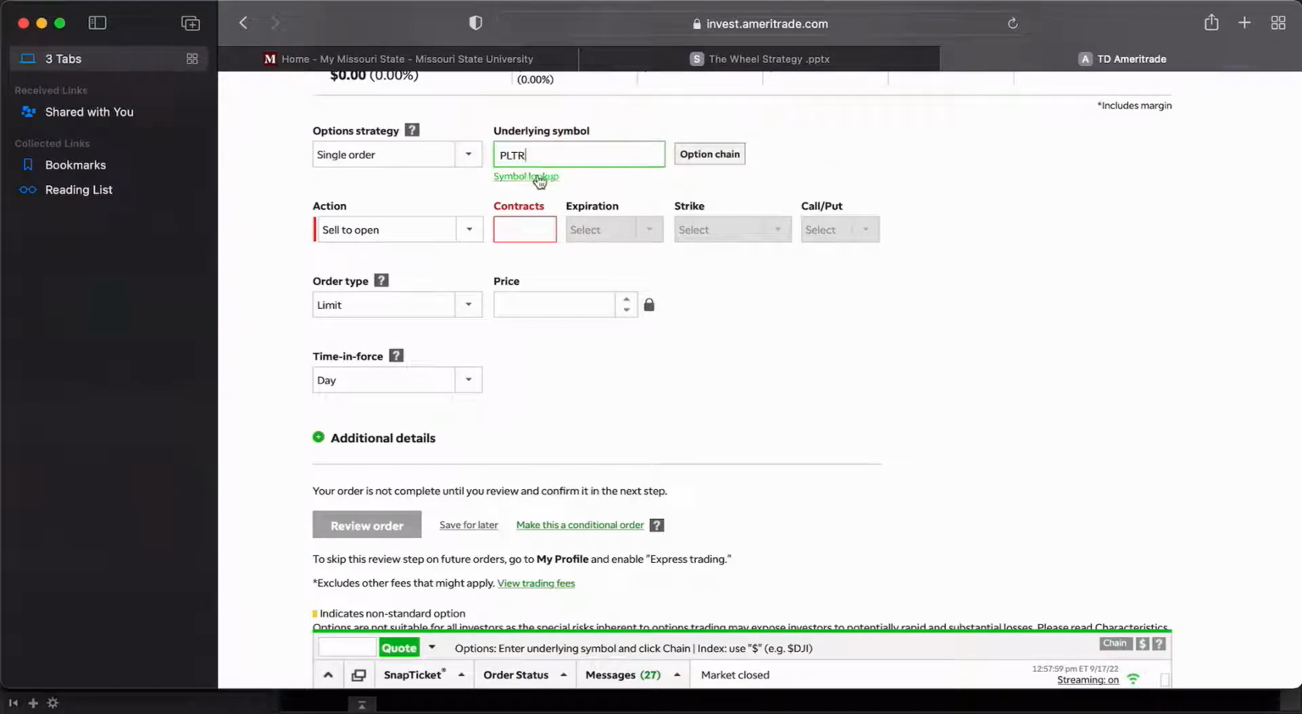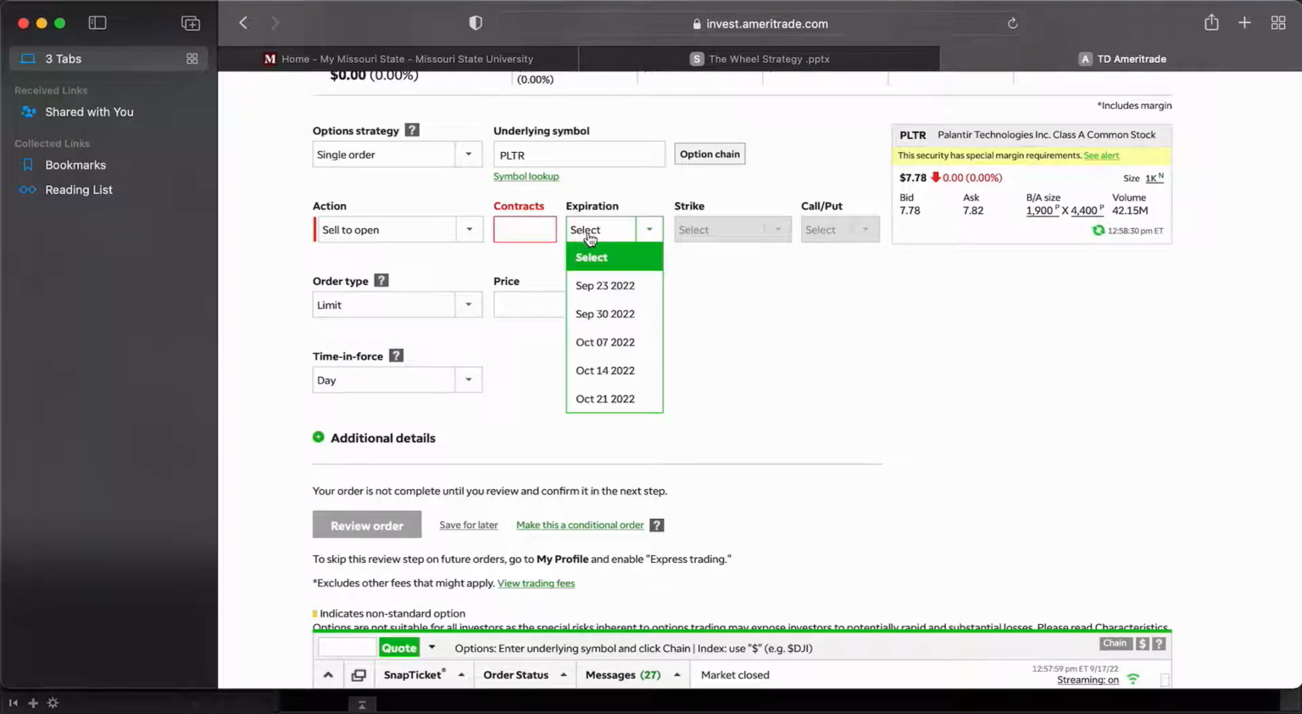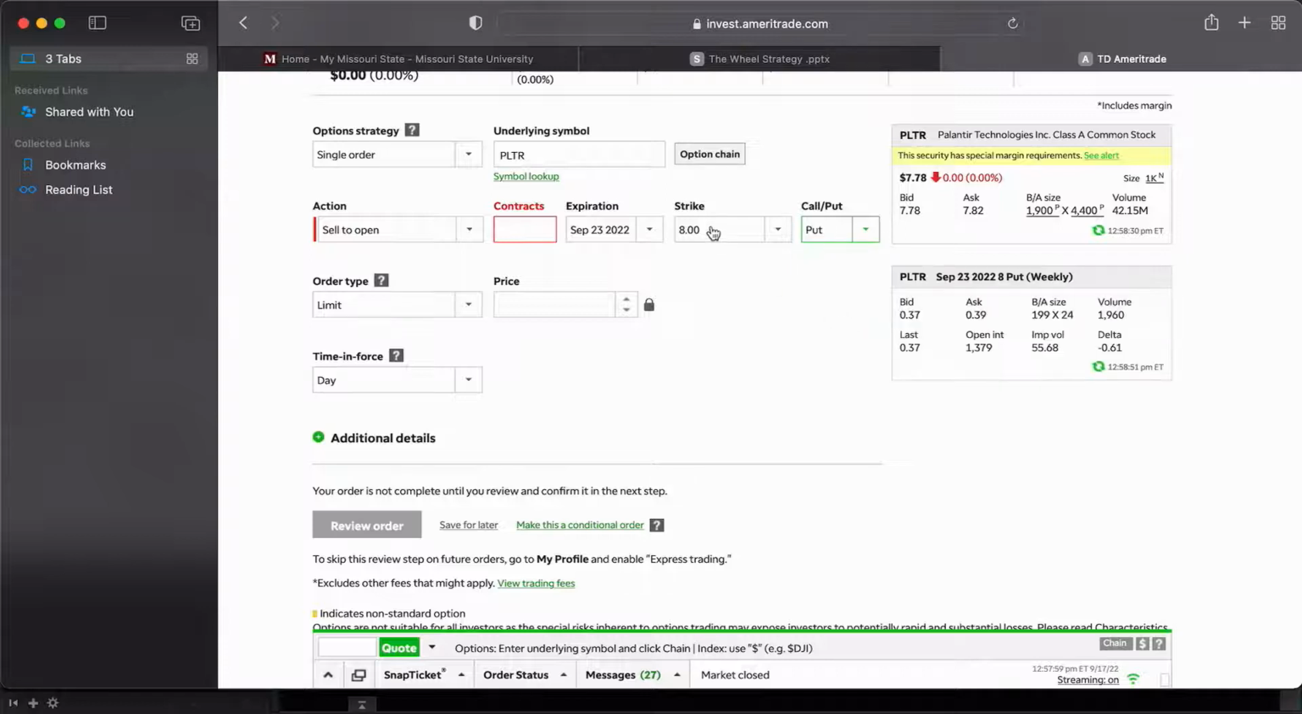Okay, let's take a look at Palantir once again, just as an example. Let's go ahead and sell to open Palantir Technologies, as you'll see, PLTR. We're going to sell to open the 30th. No, let's go for the 23rd. We're going to do that weekly option. We're going to sell a put, and we're going to go ahead and get long at, let's say, $7, because we don't think it's going lower than $7.